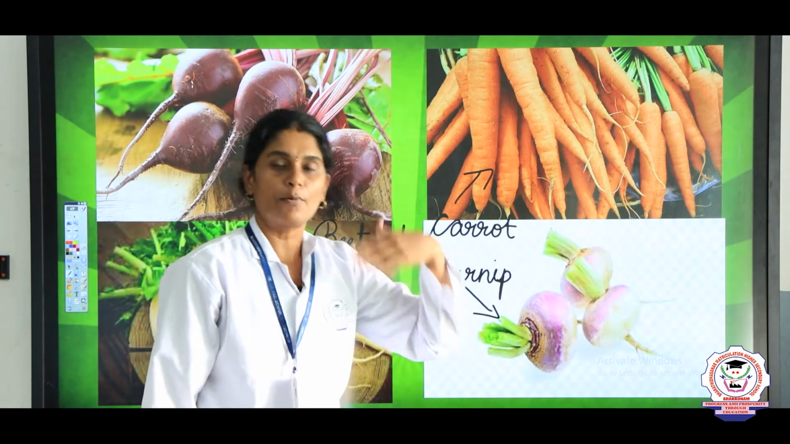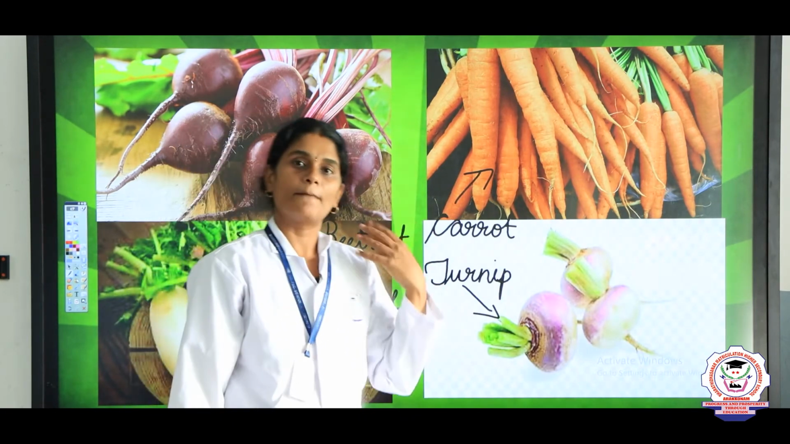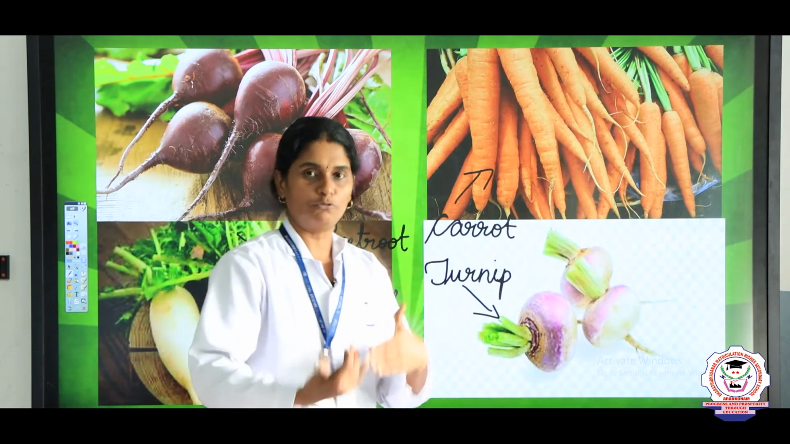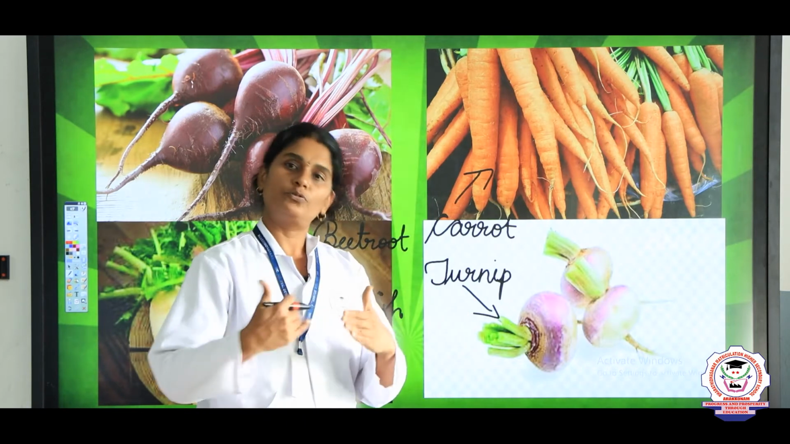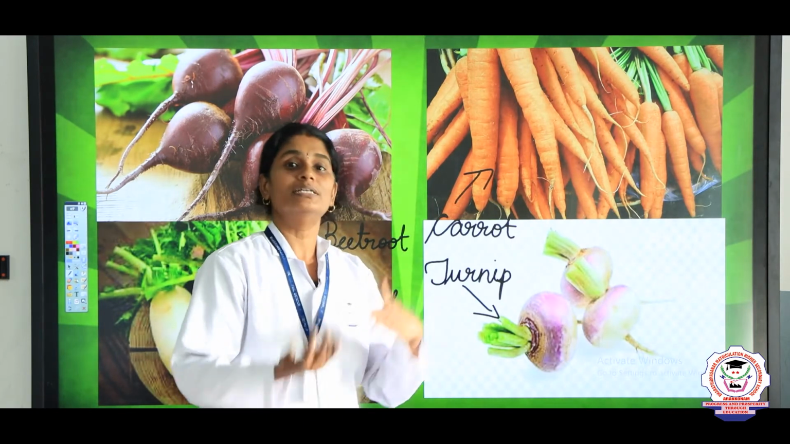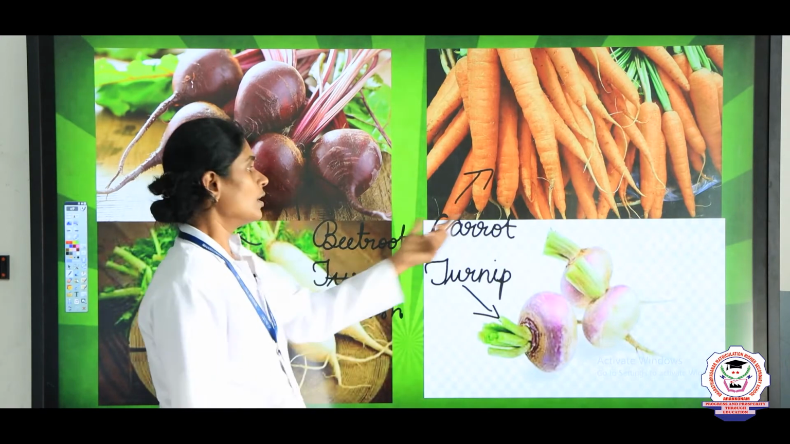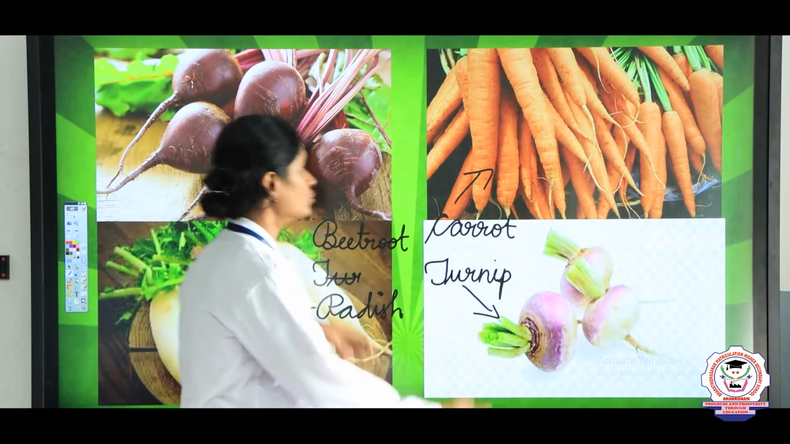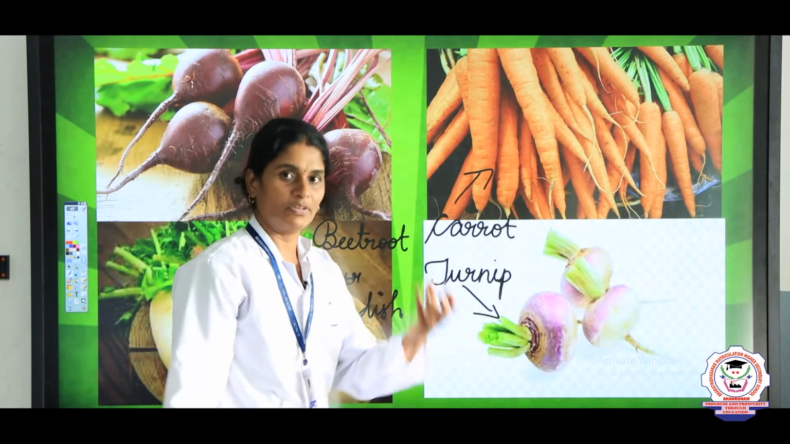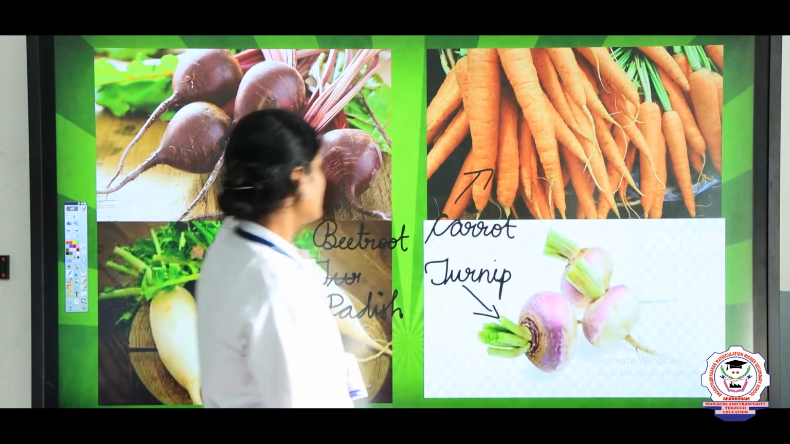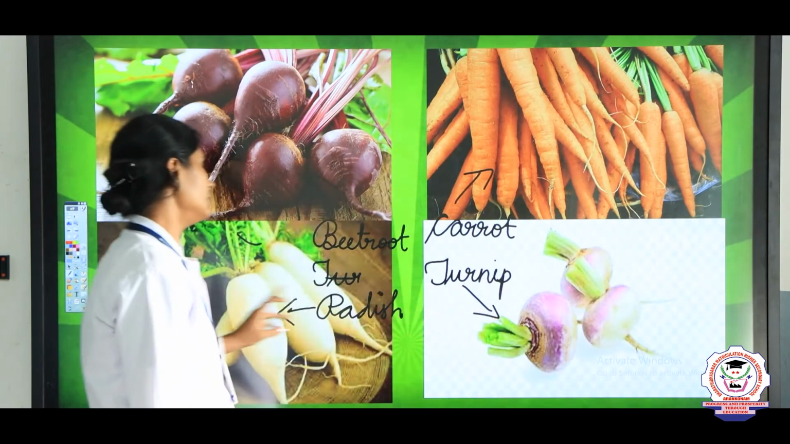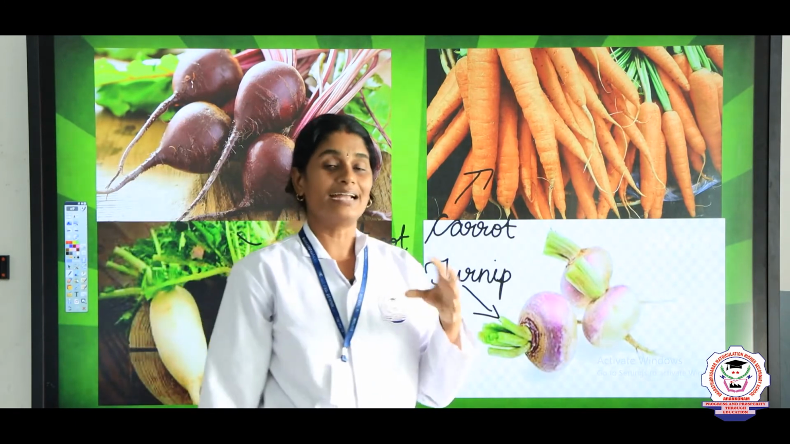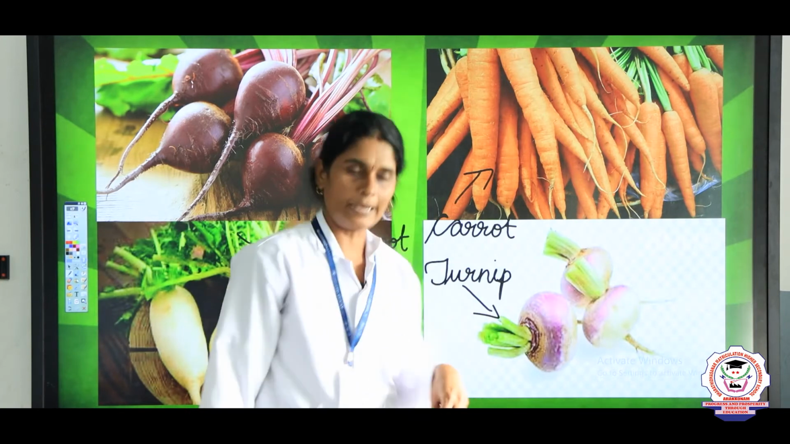Sometimes when the plants prepare their food, some food is used by the plants for growth, and the remaining food is stored in the roots. So the root also helps in storing food inside it. That food only we are consuming, we are eating. It can be carrot, beetroot, turnip and radish. These are all examples of plants that store food in the roots.